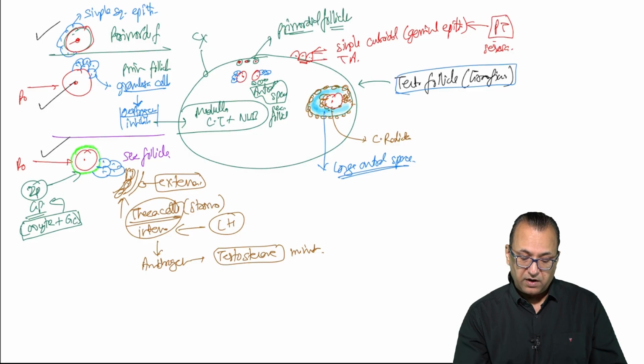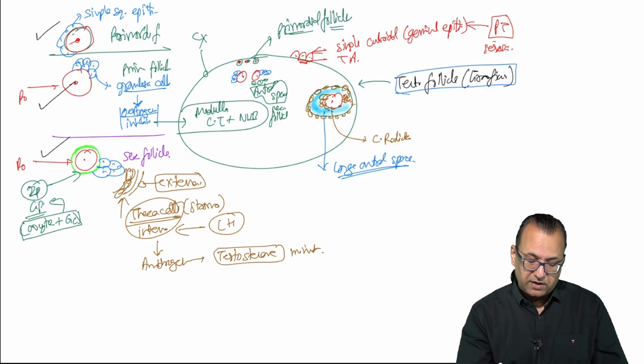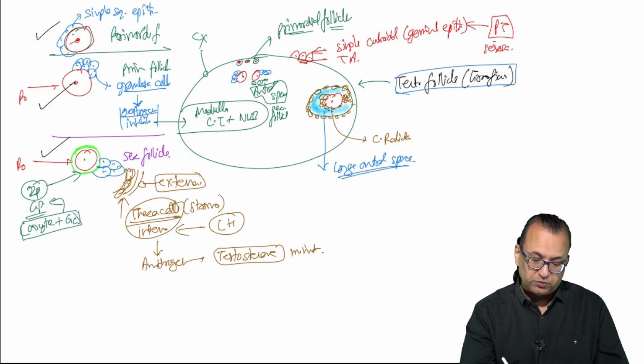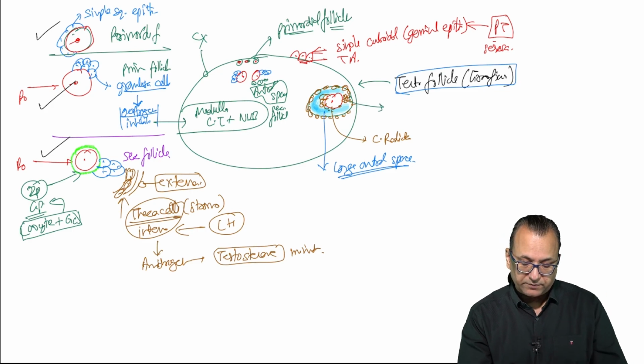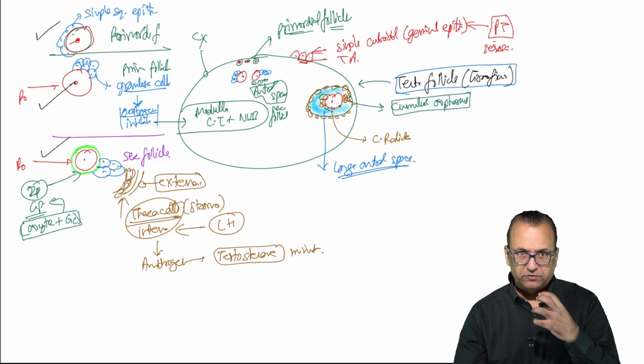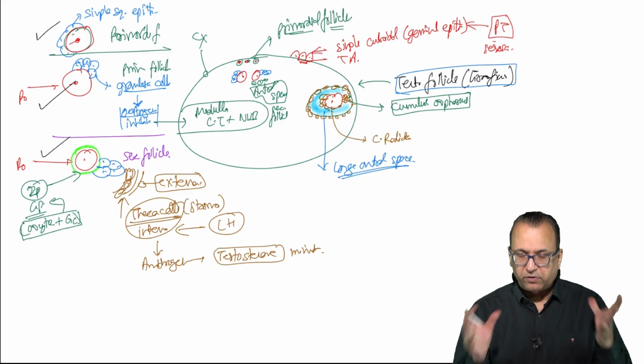Tertiary follicle, and the cells which are attaching this oocyte, which is still primary oocyte, are called as cumulus oophorus. So that will be cumulus oophorus, some of the granulosa cells connecting the oocyte to the peripheral cells. They are all granulosa cells only.